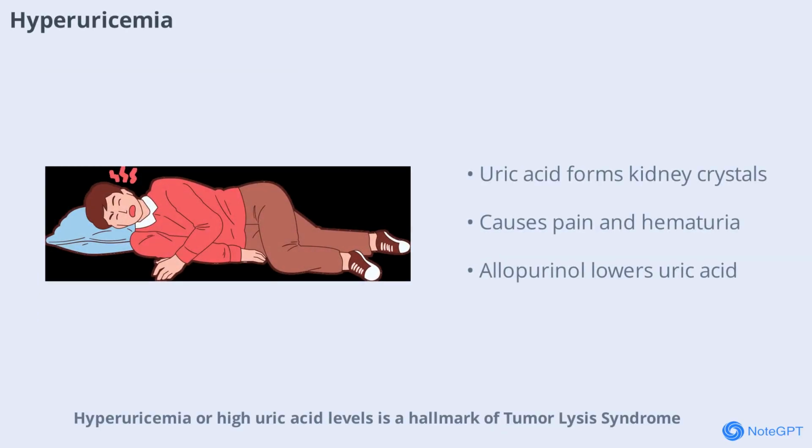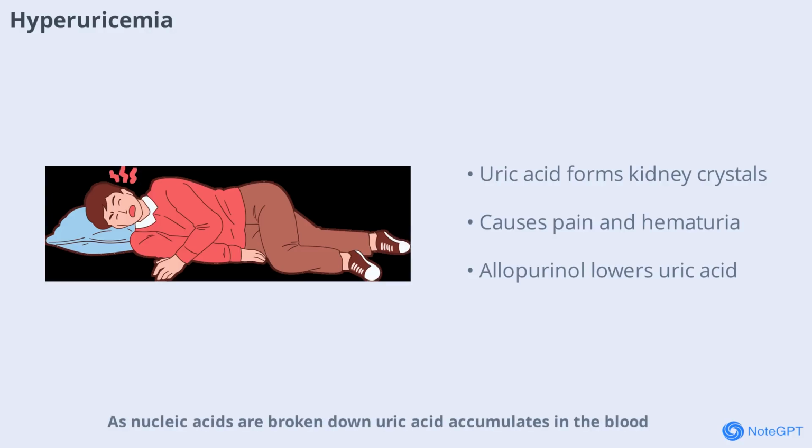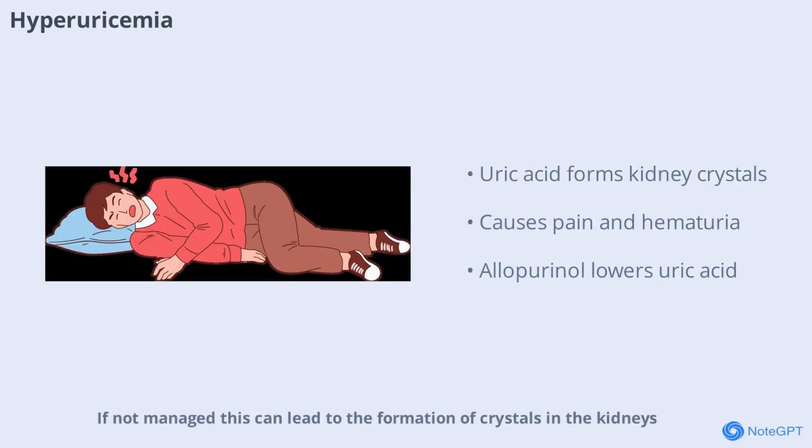at-risk patient. Hyperuricemia, or high uric acid levels, is a hallmark of tumor lysis syndrome. As nucleic acids are broken down, uric acid accumulates in the blood. If not managed, this can lead to the formation of crystals in the kidneys, causing pain, hematuria, and even kidney failure. Medications such as allopurinol and rasburicase are used to lower uric acid levels and protect kidney function.